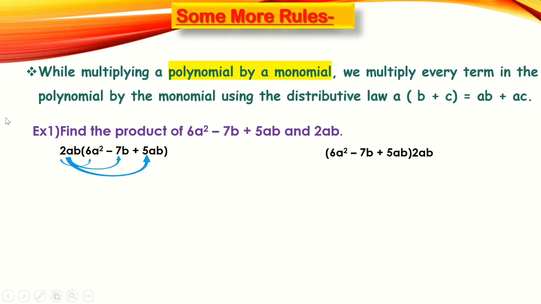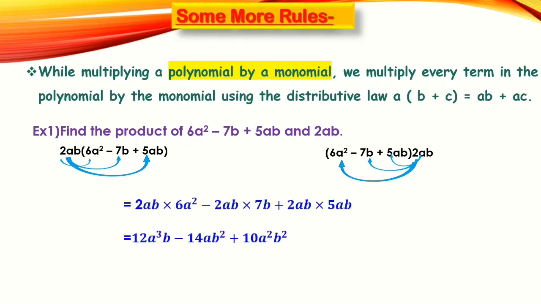And another way of doing this multiplication is when we write this 2ab on the right side of the bracket. There is no difference actually, it is the same thing, whether we multiply from the right side or left side. So the next step is going to be the same. That is, 2ab is getting multiplied by 6a square, then 2ab into minus 7b. That's why minus has come. A very important step is that we need to be careful with the signs of the numbers getting multiplied. So minus 2ab into 7b, and then third, 2ab into 5ab.